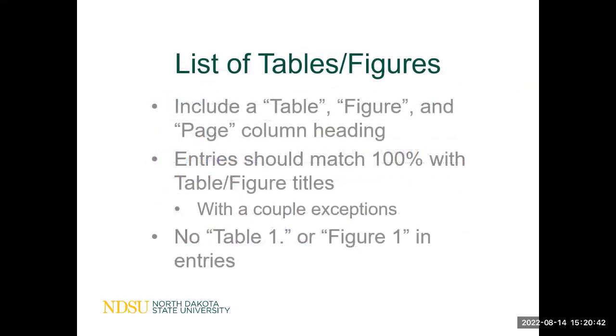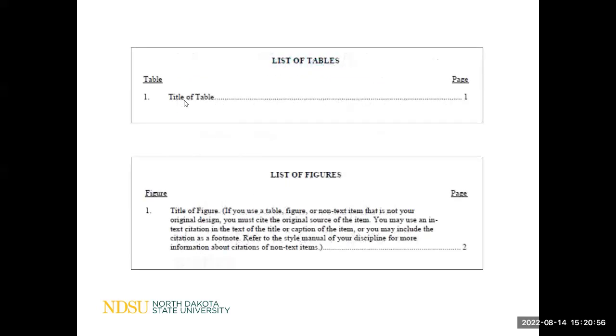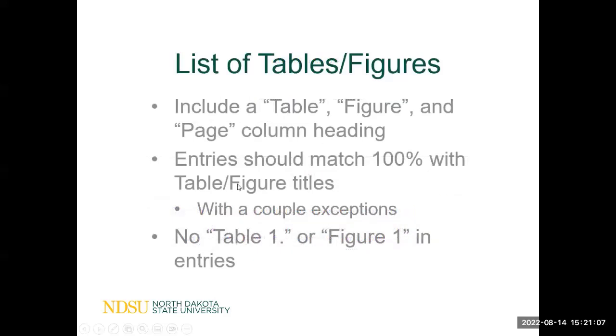Now, the list of tables and figures, that's another place where we find a lot of problems, a lot of errors because of the same things that I mentioned for the table of contents. So first things first, you're going to be including some column headings. Those are in the template, but they are visible here. So it's going to say table, page. Same thing with figure, page. Going back, entries are going to match 100% with the table and figure titles.